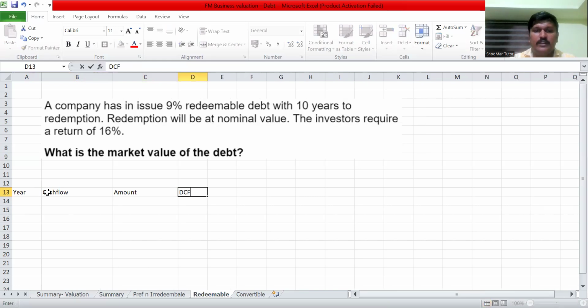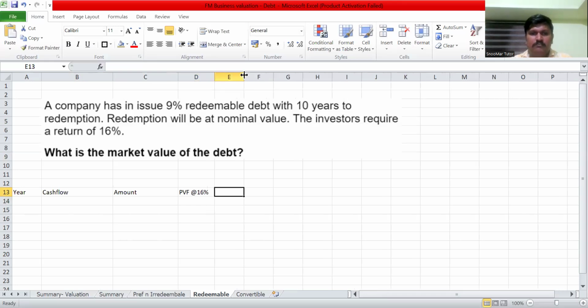Then we will be looking at the discount factor. Now at the required rate of return, what is the investor's required rate of return? So the discount factor, or in short present value factor, at the required rate of return here is 16%. That 16% you need to get from the table over here. Then you will get the present value.